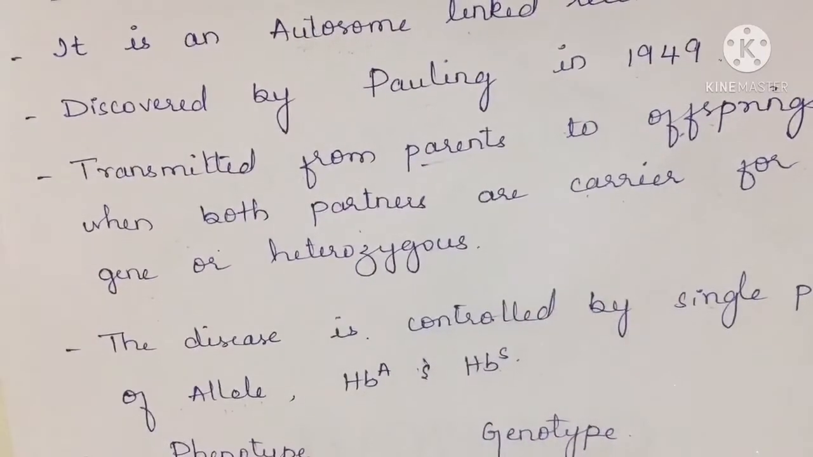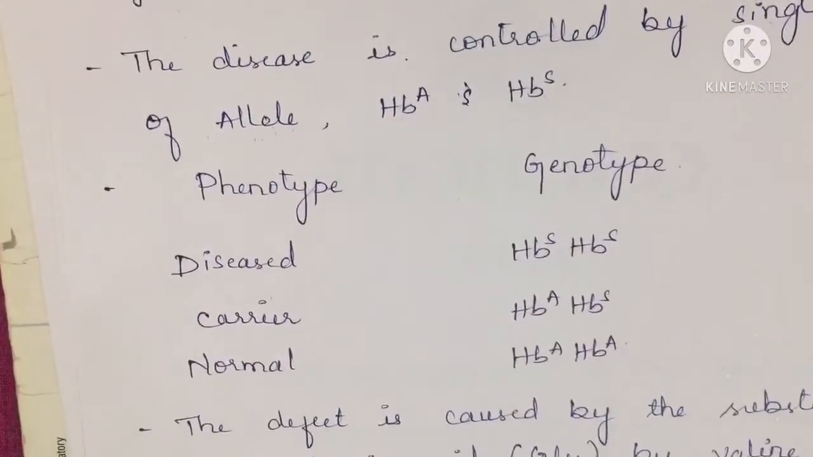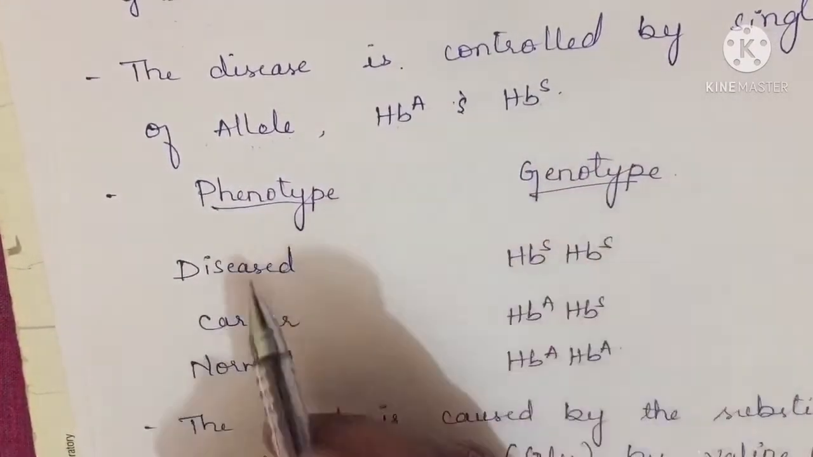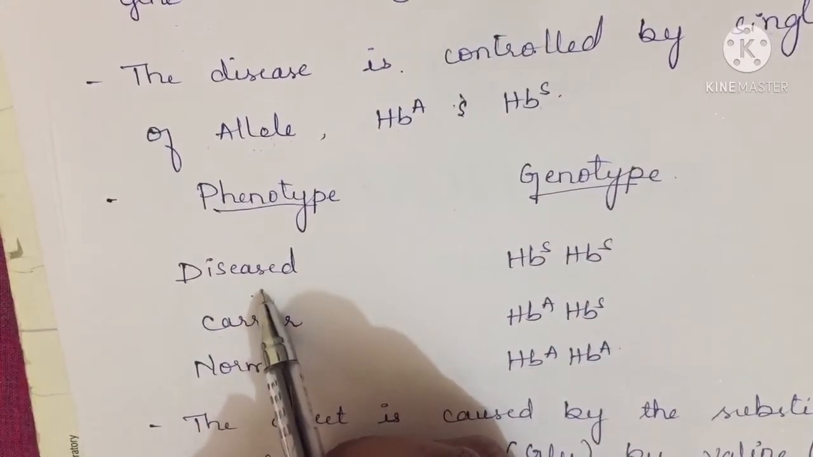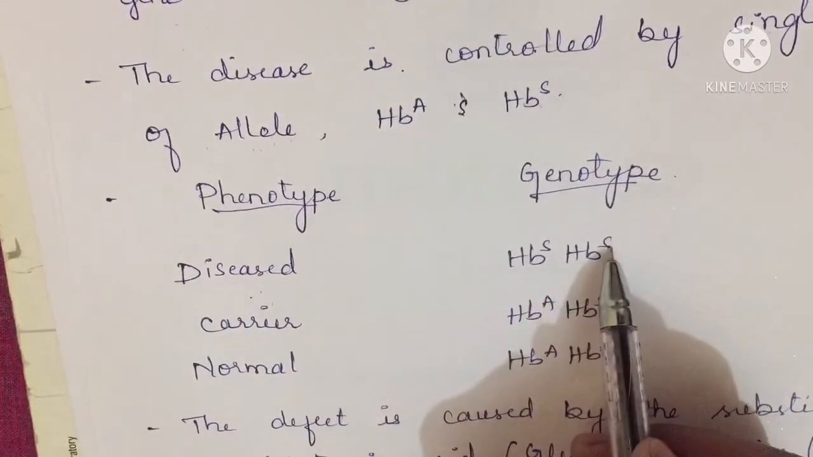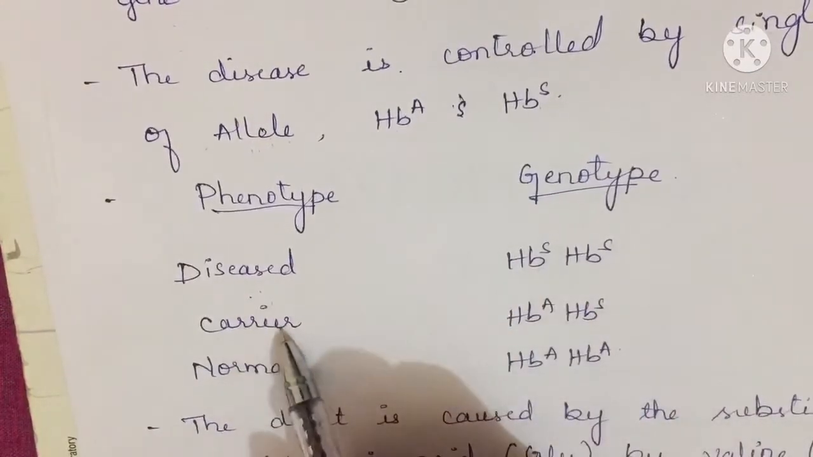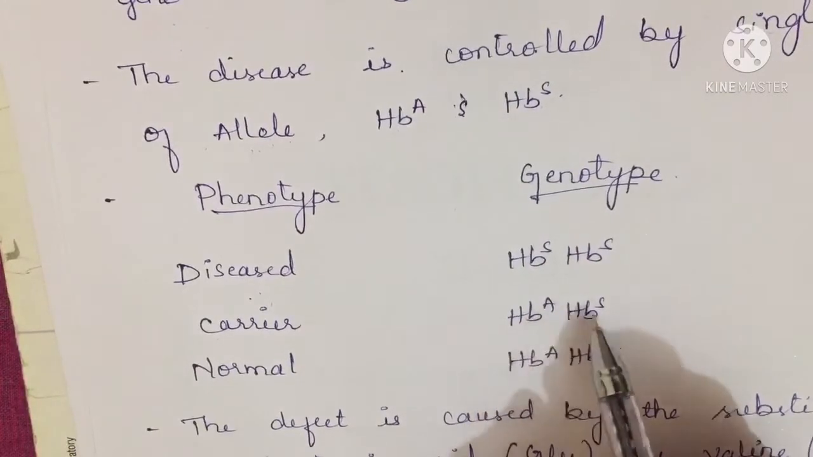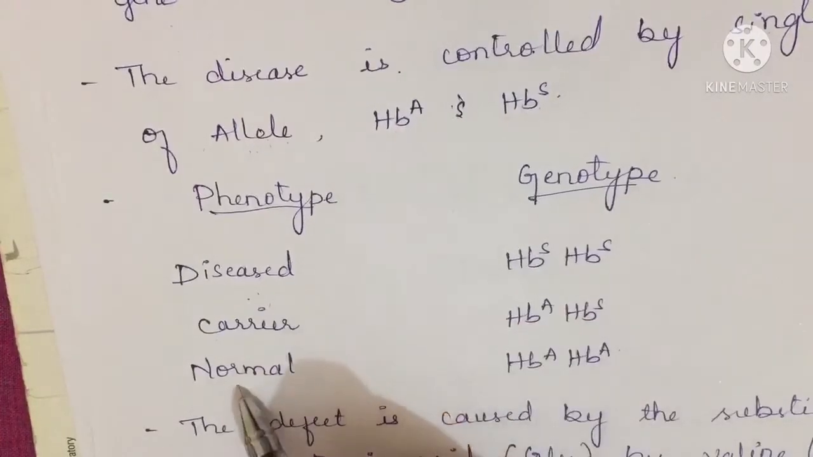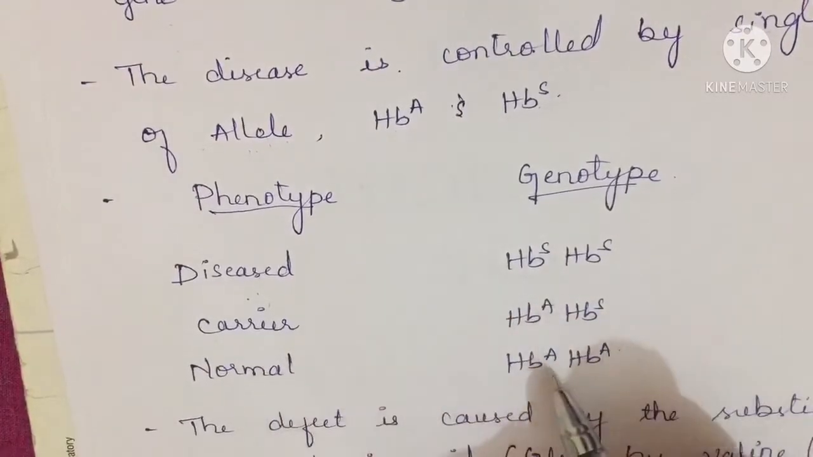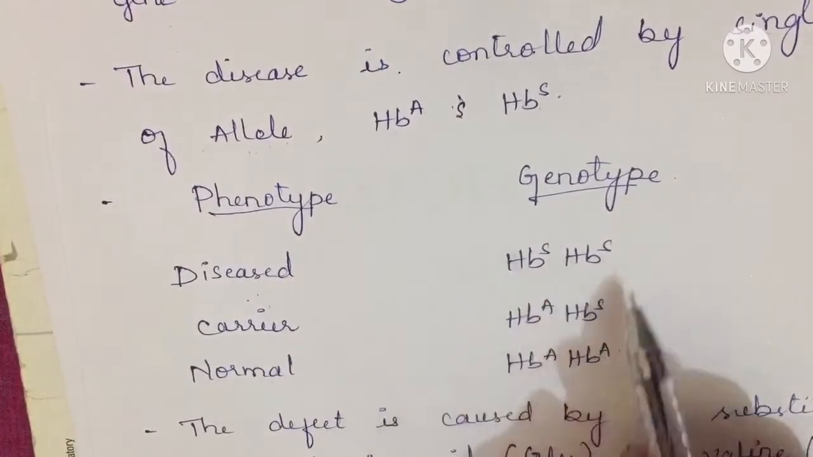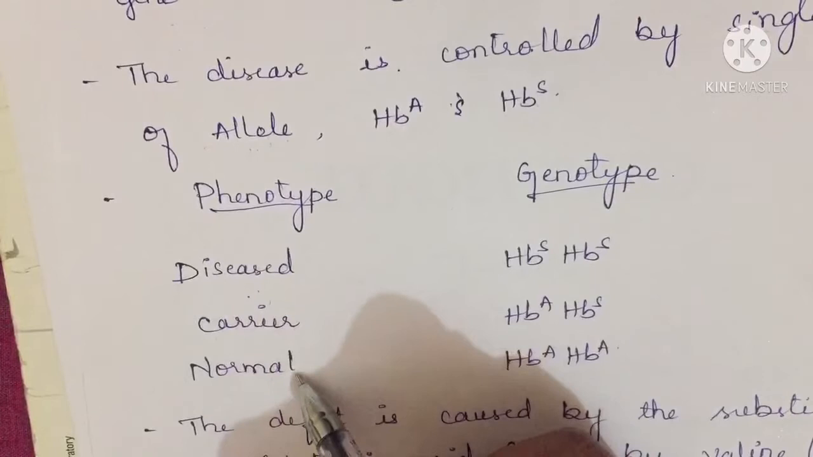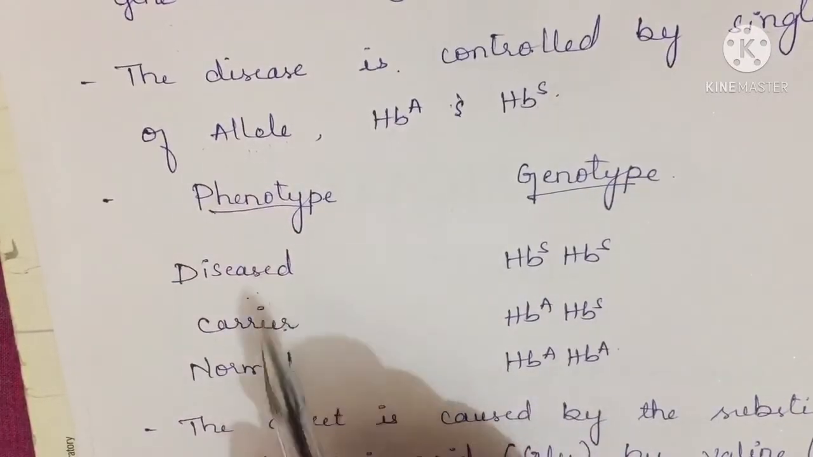Now for that I have given one column of phenotype and another column of genotype. The diseased genotype will be HbS, HbS, as I have just shown, and the carrier will have HbA and HbS. The normal individual has HbA, HbA. This is how they have different genotypes for different phenotypes: diseased, carrier, and normal. Now you have to know what is carrier, what is diseased, and what is normal.